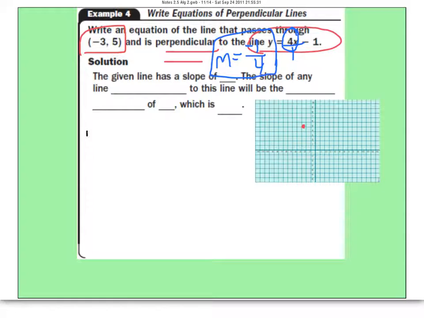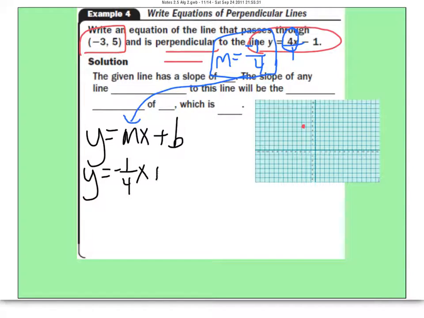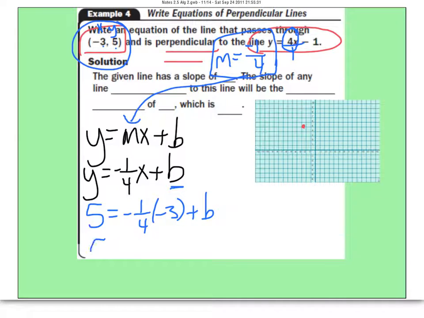So let's use y equals mx plus b. Again, I already have the m, so I'm just going to put that into here. I do need to find the b. The only information I know is it goes through the ordered pair (-3, 5), which is an xy ordered pair. So 5 goes in for y, -3 goes in for x. Two negatives make a positive. This is just 3 over 1. I multiply fractions straight across, so it's going to be positive 3/4 plus b.